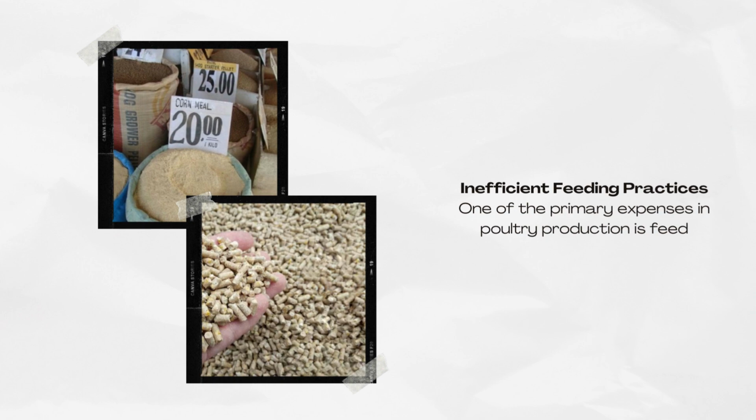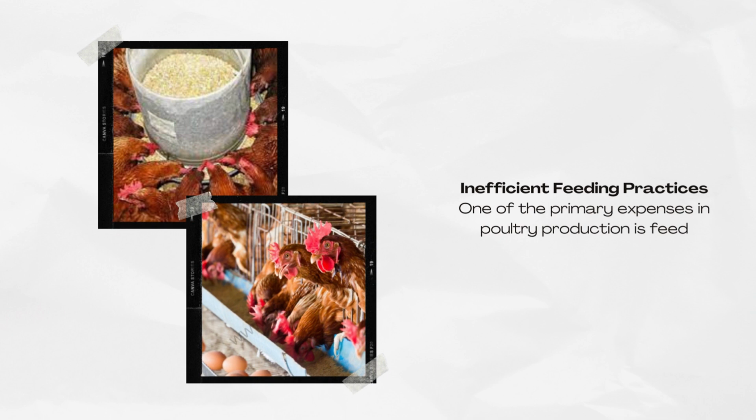So, what are some of the mitigation strategies that we can apply for inefficient feeding practices? Implement precise feeding programs, use appropriate feeding equipment, and regularly monitor feed consumption to minimize waste. Consider automated feeding systems and consult with a nutritionist to develop a balanced diet that optimizes growth while minimizing feed costs.